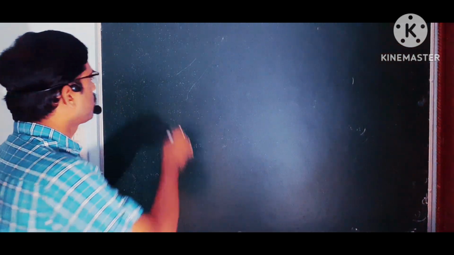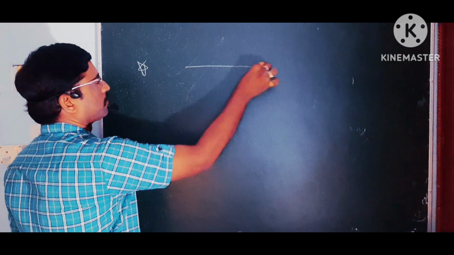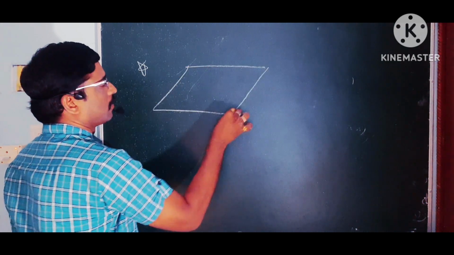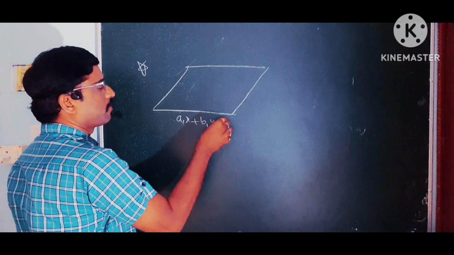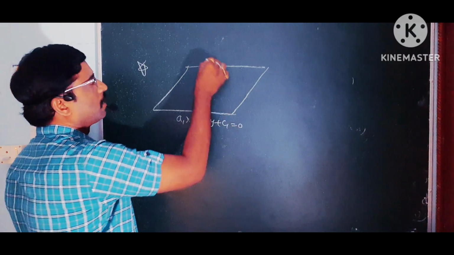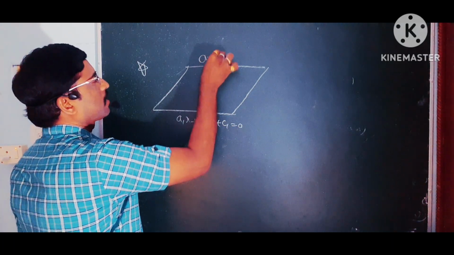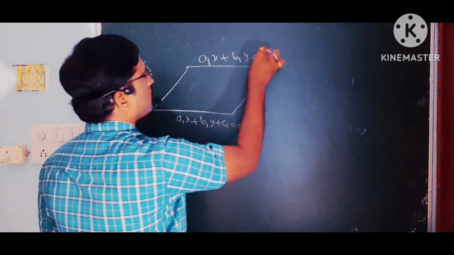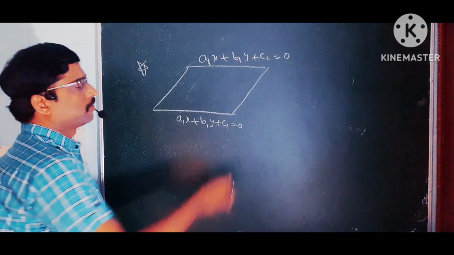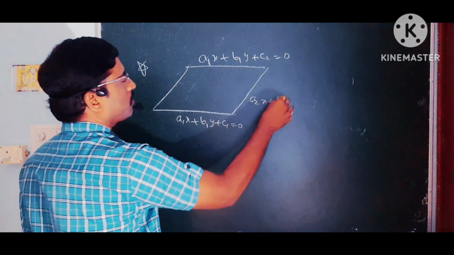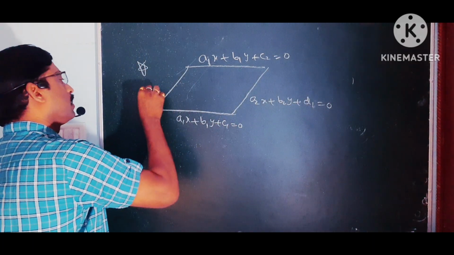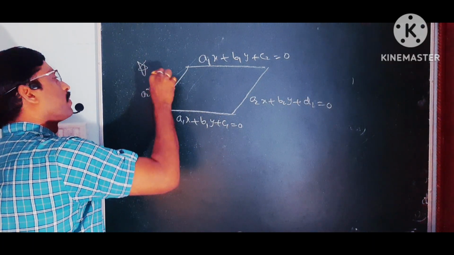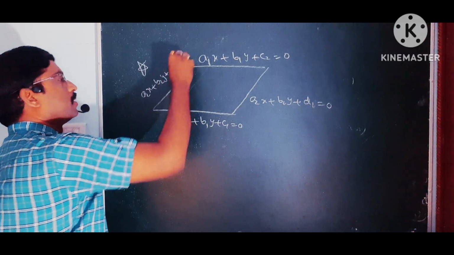Okay, now I am going to explain area of parallelogram formed by the 4 lines. First line A1x plus B1y plus C1 is equal to 0. This opposite line is A1x plus B1y plus C2 is equal to 0. Now this line is A2x plus B2y plus D1 is equal to 0. This line is A2x plus B2y plus D2 is equal to 0.